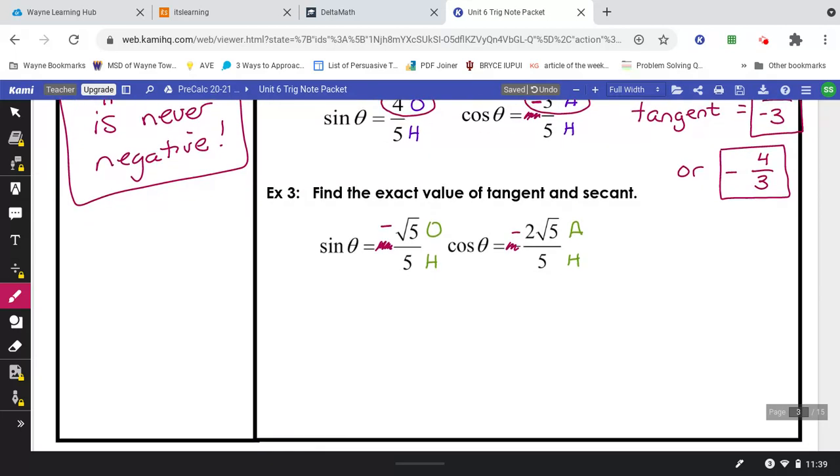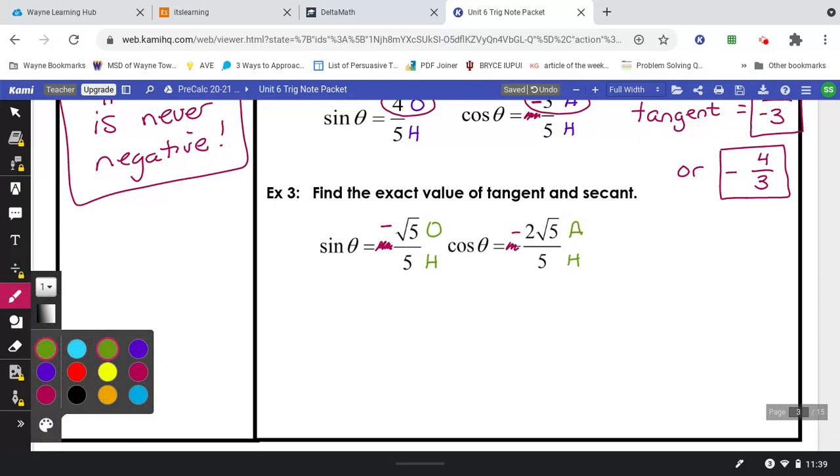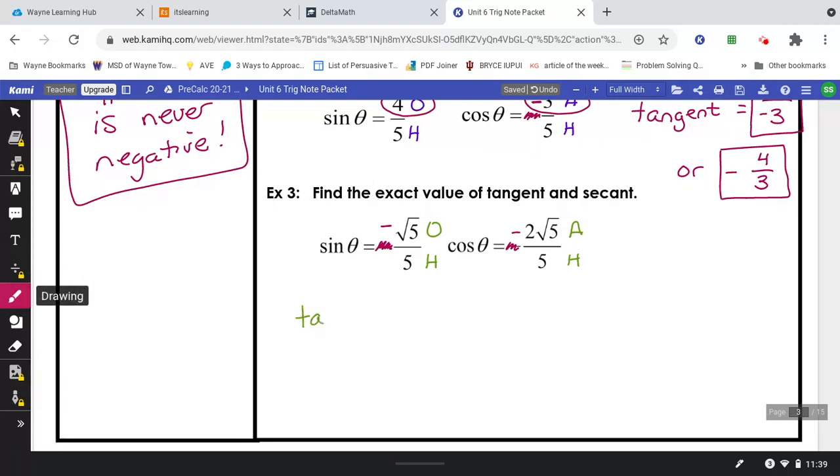All right, and then we just got to figure out what we have. It looks like I have all 3 sides, opposite, adjacent, and hypotenuse. So we'll get to work. We'll do tangent first. I'll abbreviate it. Tangent of theta equals opposite, negative square root of 5, over adjacent, negative 2 square root of 5.